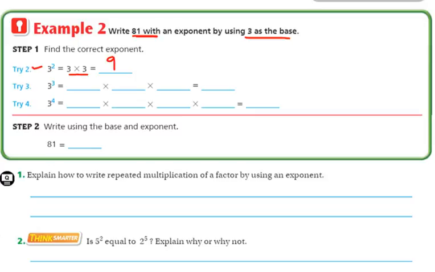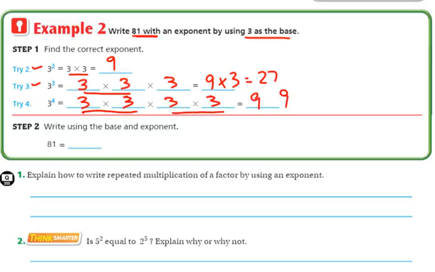Well, 9, I've got to get to 81. I'm going to try 3 to the third power, which is going to be 3 times 3 times 3. Well, 3 times 3 is 9, and 9 times 3 is 27. Not there yet. So let's try 3 to the fourth power. Now I have 3 times 3 times 3 times 3. What I would do here is group this: 3 times 3 is 9, 3 times 3 is 9, and I'd multiply, and I get 81. So what this means is 81 is equal to your base of 3 to the fourth power.